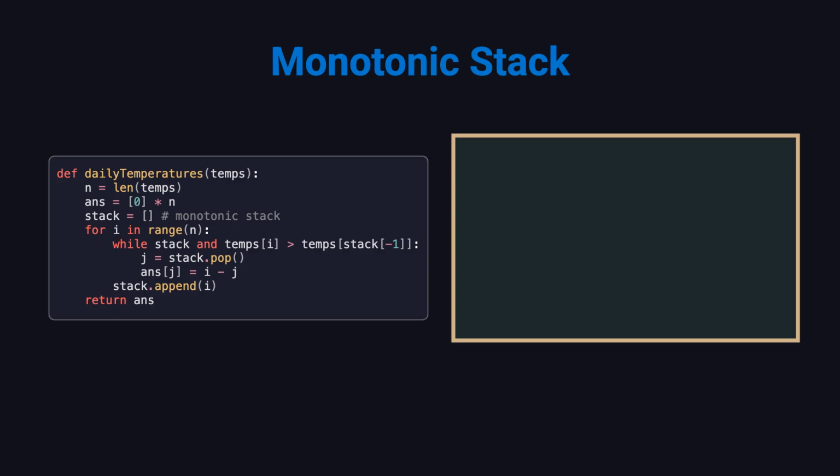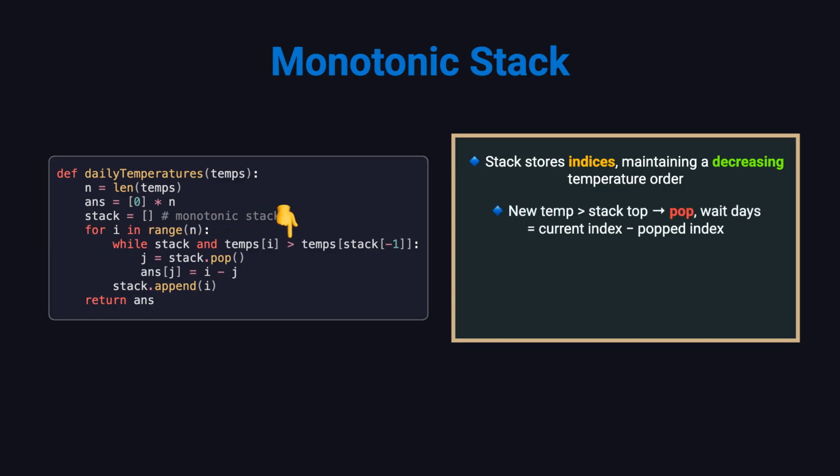Here's the core idea. We maintain a stack that stores the indices of days that haven't found their answer yet. We iterate through the temperature array from left to right. For each new temperature, we compare it with the temperature at the index on top of the stack. If the new temperature is higher, that means the day on top of the stack has finally found a warmer day. We pop it off, and the answer for that day is the current index minus the popped index. We keep popping as long as the current temperature is greater than the temperature at the stack's top. Then we push the current index onto the stack.